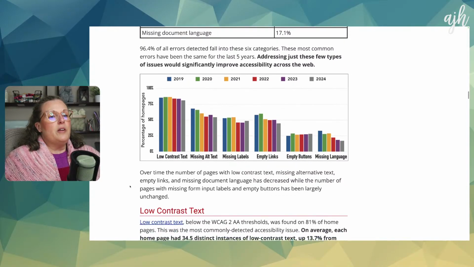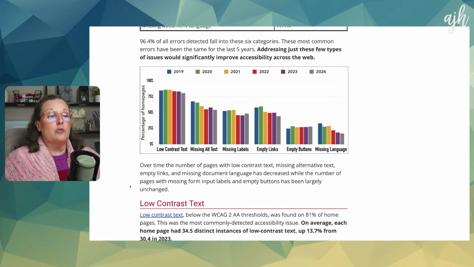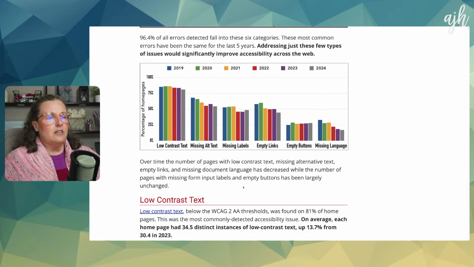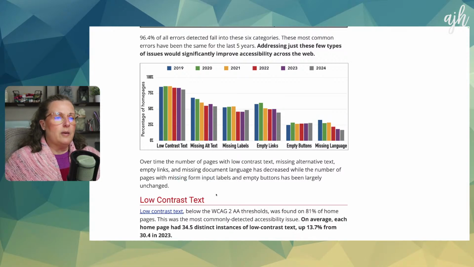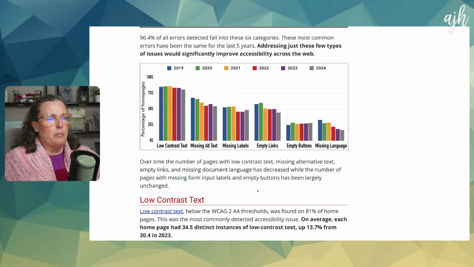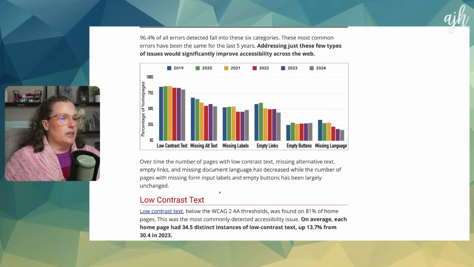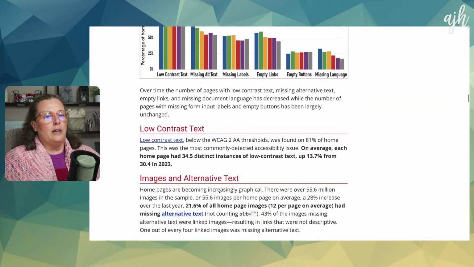So over time, the number of pages with low contrast text, missing alternative text, empty links, and missing document language has decreased, while the number of pages with missing form input labels and empty buttons has been largely unchanged. That doesn't surprise me at all. Especially, like I said, the missing form input labels, it is so common. Same with buttons. I think the missing alternative text is an interesting conversation. So I'm looking forward to getting into the code editor to talk more about that.